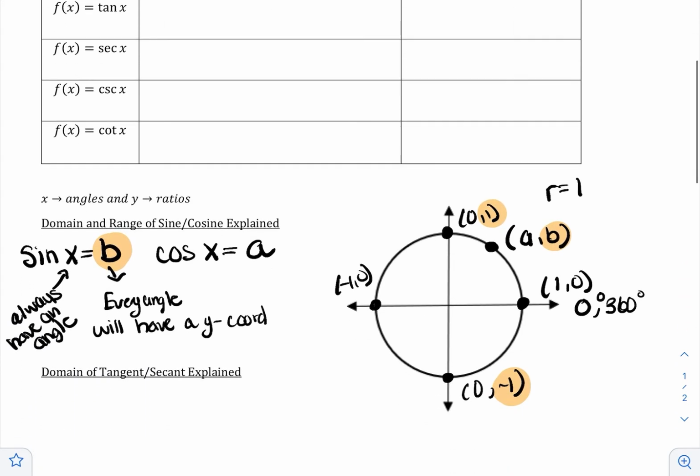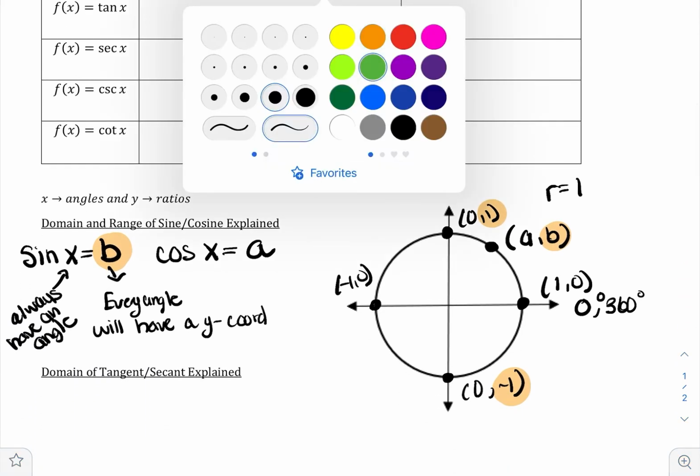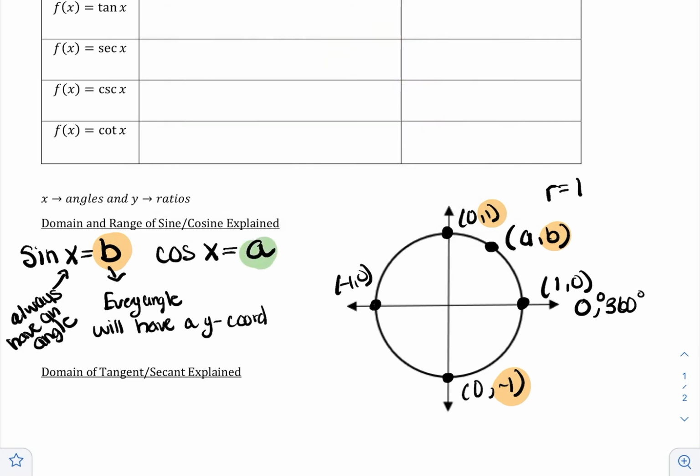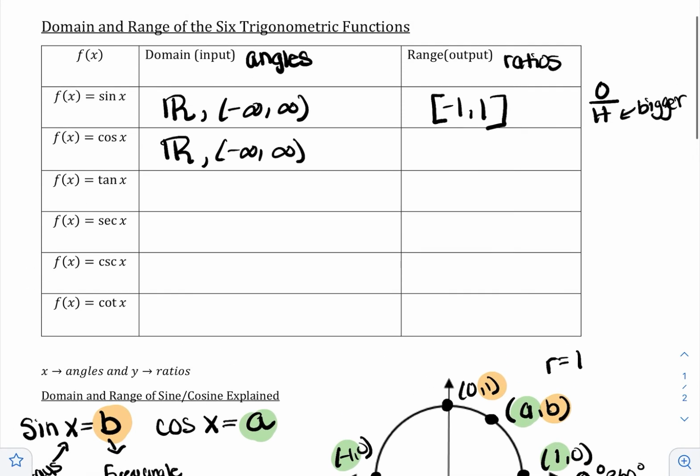And cosine works very similarly, but instead we're looking at the x coordinate. So the largest one would happen all the way on the right. The smallest one would happen all the way on the left. But for the exact same reasoning, the range is negative 1 to 1. And again, for the very same reasoning, cosine is adjacent over hypotenuse, and the hypotenuse will always be bigger, so your ratio will always be less than 1.